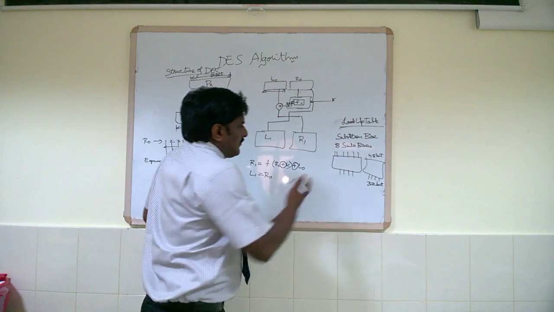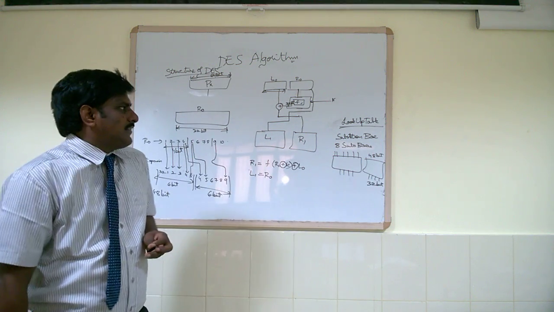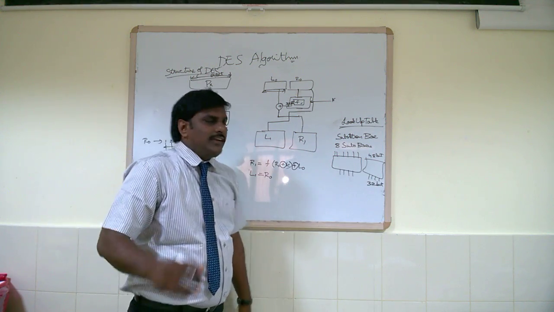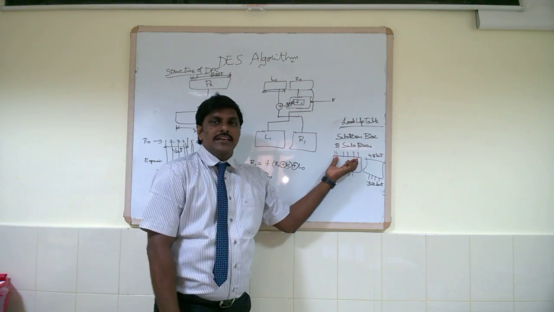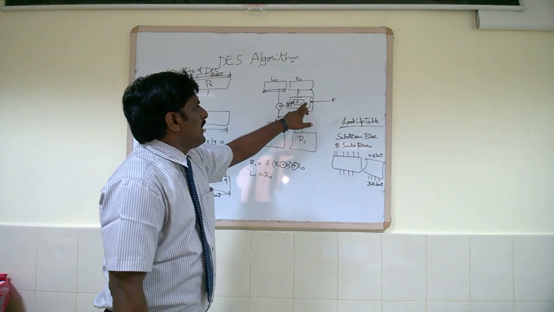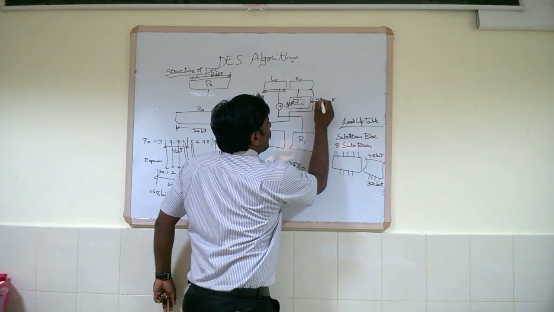Then coming to the point of the substitution box. I already told you that the substitution box accepts 6 bits as an input. So here the key is of 48 bit.